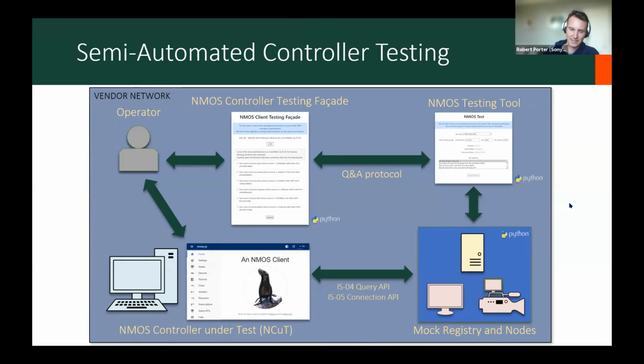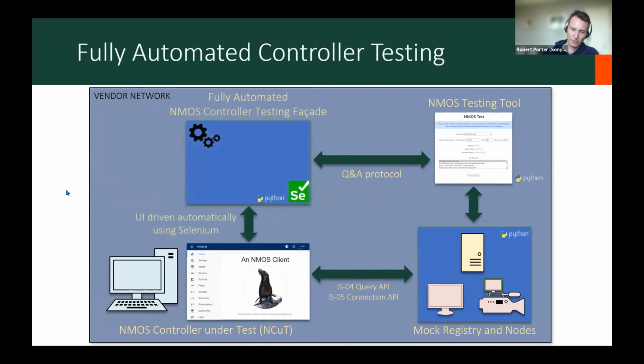So in this case, the human operator and semi-automated testing facade are replaced with a fully automated testing facade incorporating a robot framework to drive the controller. So when the facade receives an instruction from the NMOS testing tool using exactly the same Q&A protocol as before, instead of giving instructions to a human, it carries out the instructions itself. And we use Selenium to do this. So this is able to drive the controller UI and collect information from the UI to send back to the testing tool. So again, a demonstration is the best way to show this.